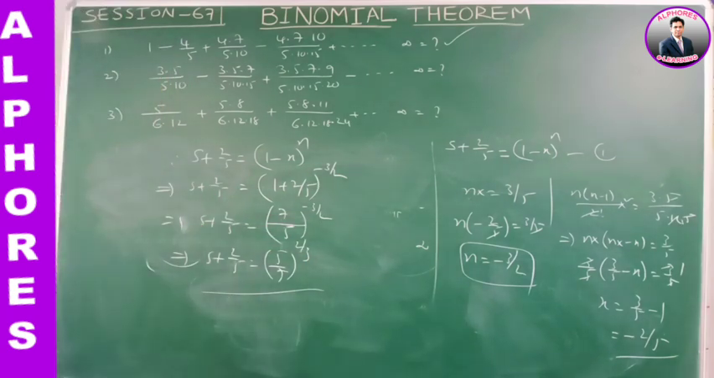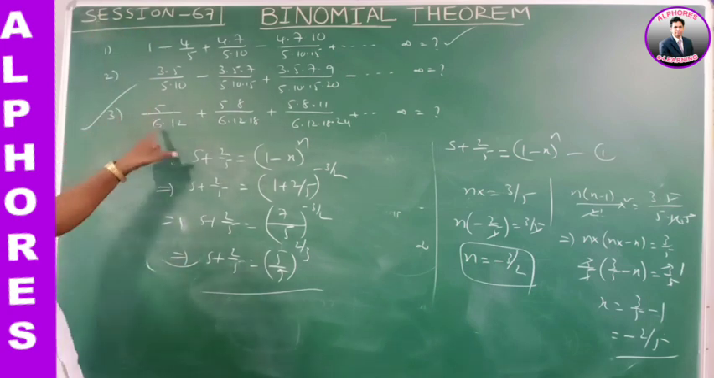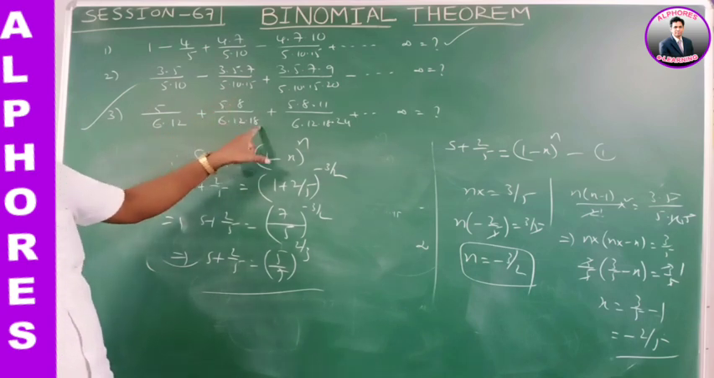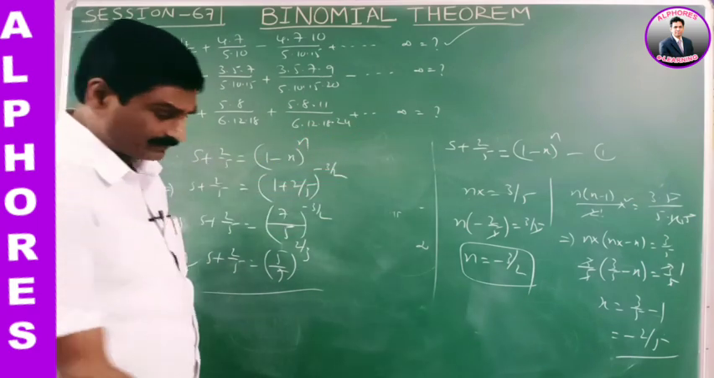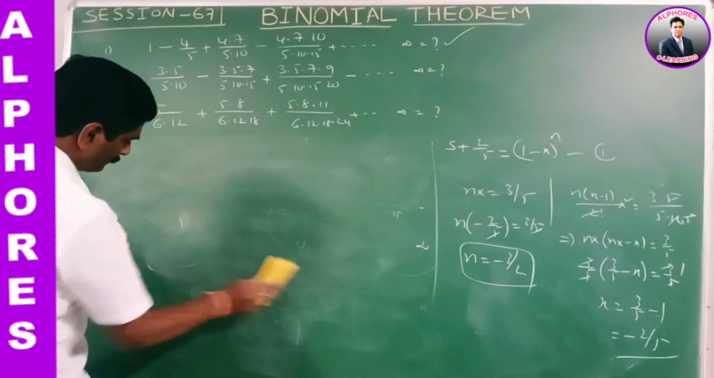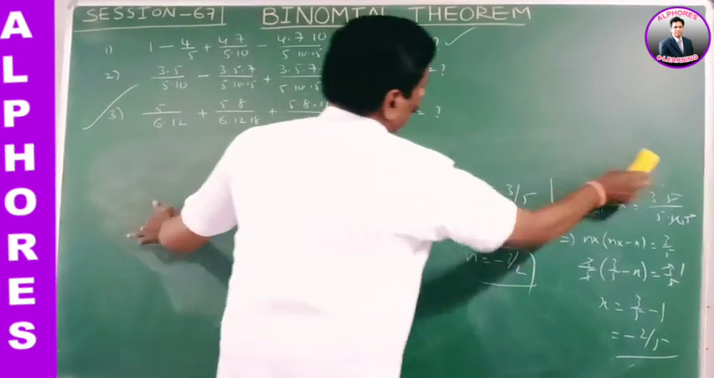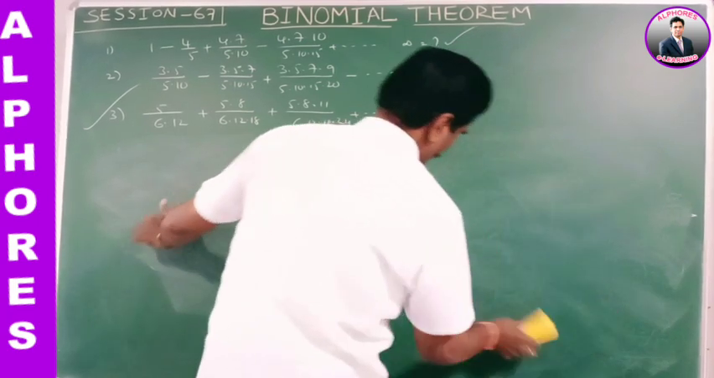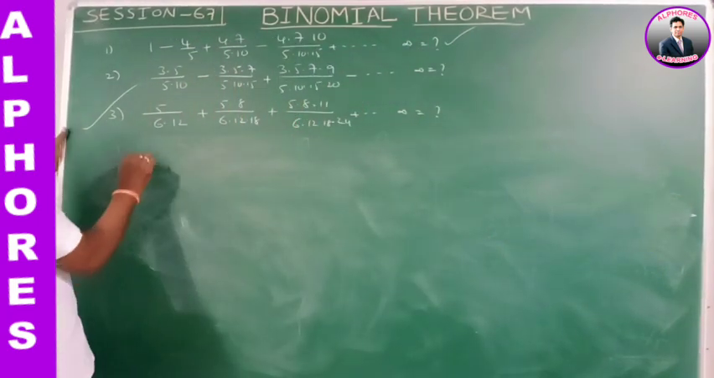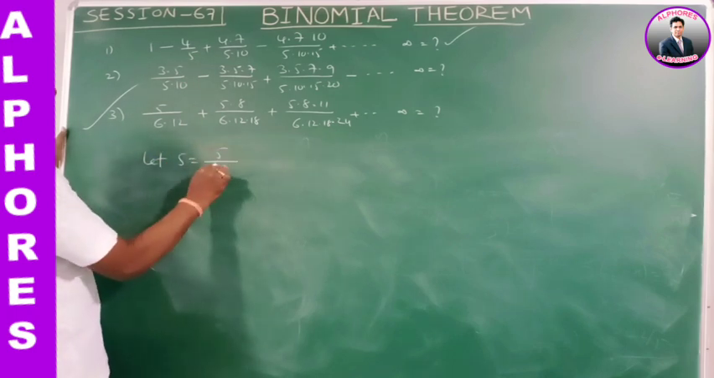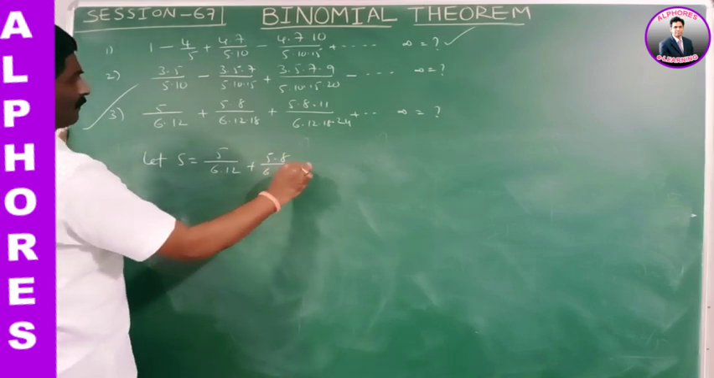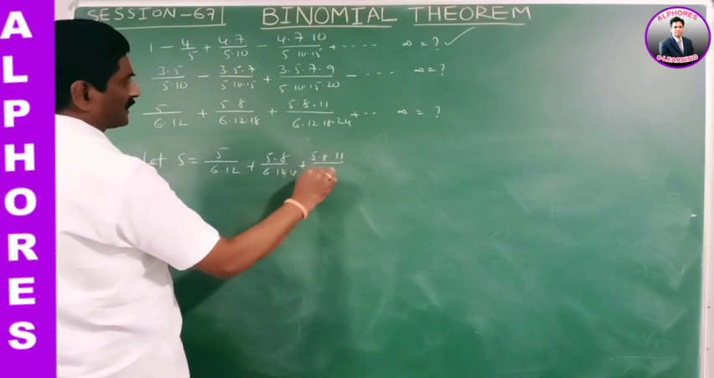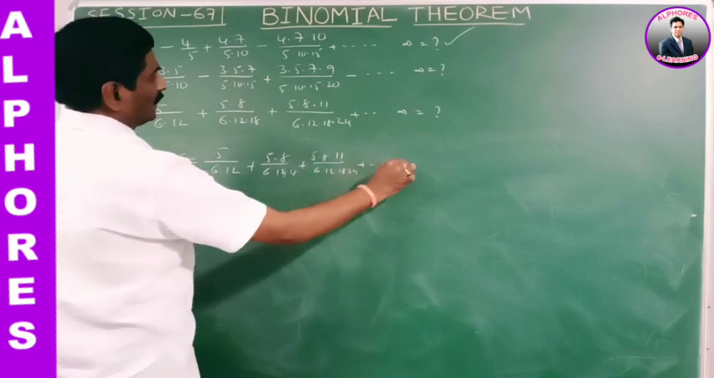Next, third one. Find the sum of the sequence 5 by 6 into 12 plus 5 into 8 by 6 into 12 into 18 plus 5 into 8 into 11 by 6 into 12 into 18 into 24 plus so on infinite. Now we find this value. Let s be equal to 5 by 6 into 12 plus 5 into 8 by 6 into 12 into 18 plus 5 into 8 into 11 by 6 into 12 into 18 into 24 plus so on. Please observe the sequence.